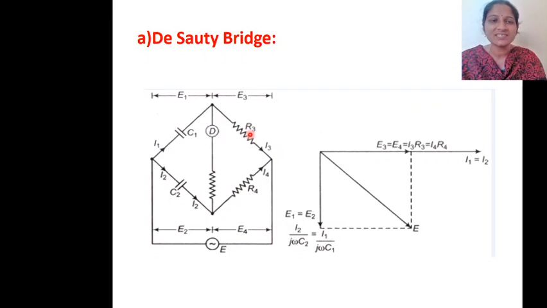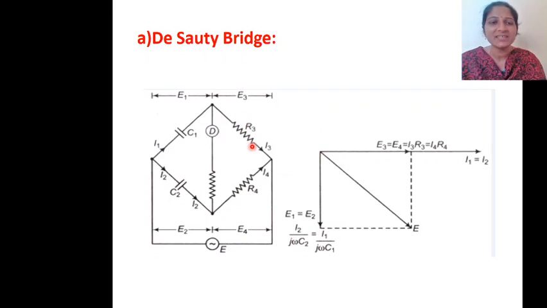While drawing the phasor diagram, the conditions you need to remember are E1 is equal to E2, E3 is equal to E4, and E1 plus E3 is the total voltage E. Now take the current I1 as the reference vector, and I1 is equal to I2. Next I1 into 1 by j omega C1. 1 by j represents 90 degrees downwards. This I1 by j omega C1 is nothing but E1, and this is equal to E2, that is I2 by j omega C2.